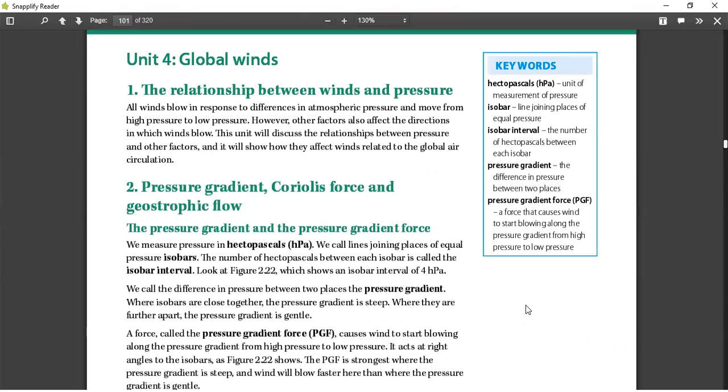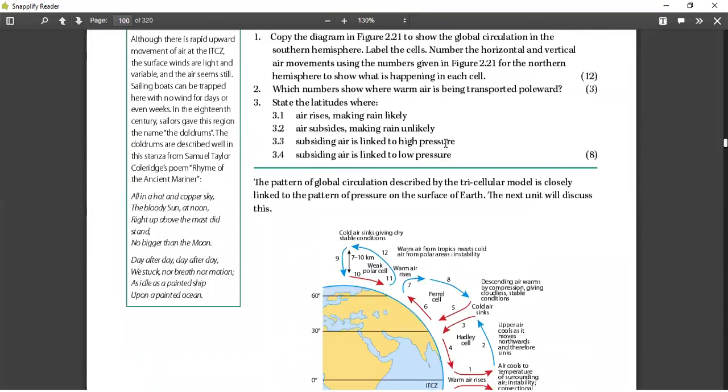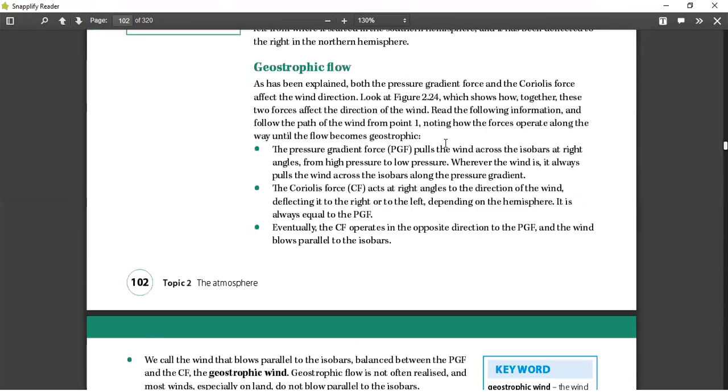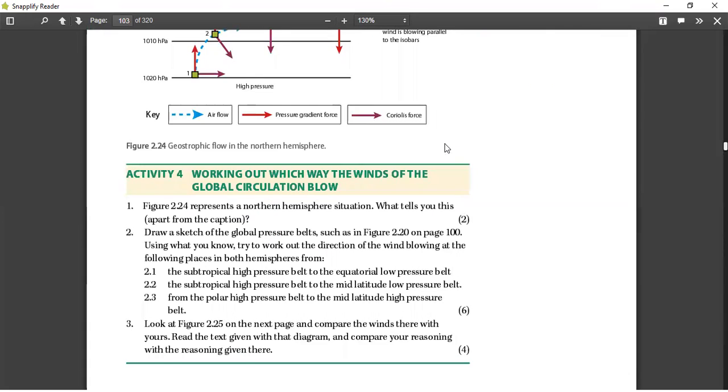The definitions you wrote are also found on that page. We've got isobars, isobar interval, which I explained, pressure gradient, which I just finished explaining, and pressure gradient force. So what I want you to do during the weekend is activity 3 and 4. Activity 3 is on page 100, here it is, you do that one. And then we also do activity 4 on page 103, which is this one. We'll mark these activities on Monday when we are back at school.